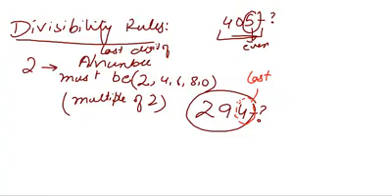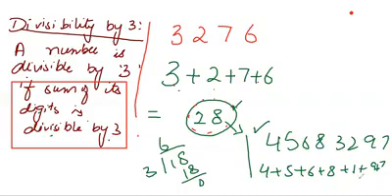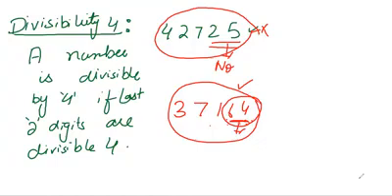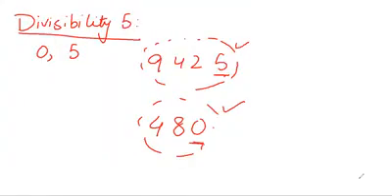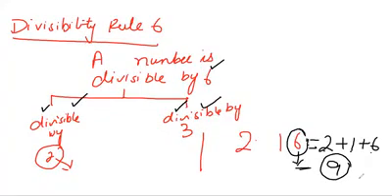For 2, a number must end with an even number. For 3, the sum of the digits of the number should be divisible by 3. For 4, the last 2 digits of the number should be divisible by 4. For 5, the last digit of the number should be 0 or 5. For 6, a number is divisible by 6 if it is divisible by both 2 and 3.